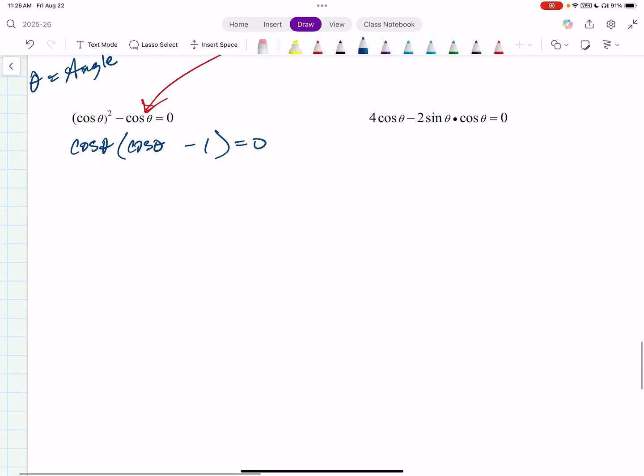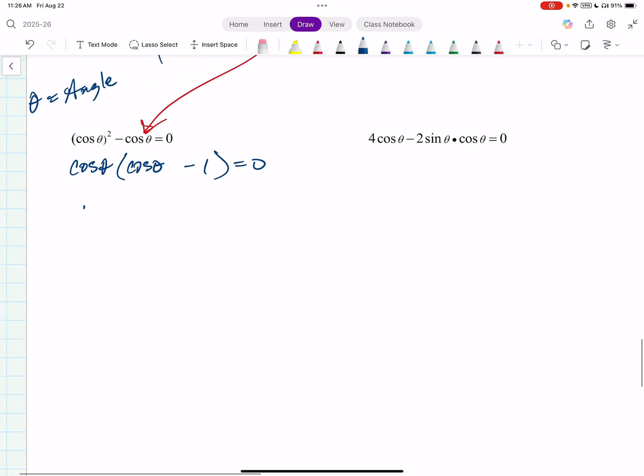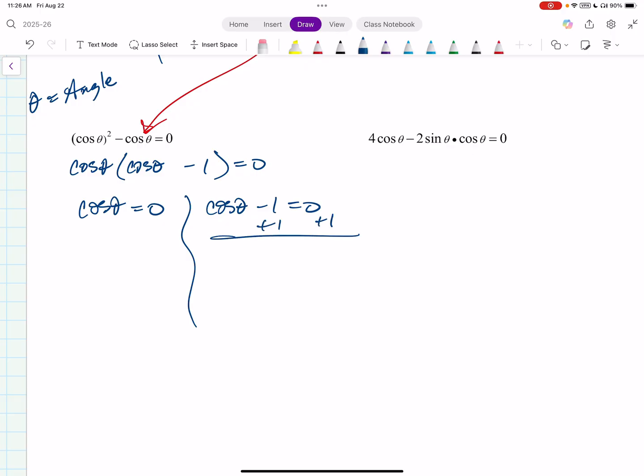So now you set each equal to 0. So when is cosine theta equal to 0? And when is cosine theta minus 1 equal to 0? Well, the first one I'll talk about here in a minute. The second one, you've got to add 1 to isolate it. So the second equation simplifies to cosine theta equals 1. So when is it equal to 0 and when is it equal to 1?